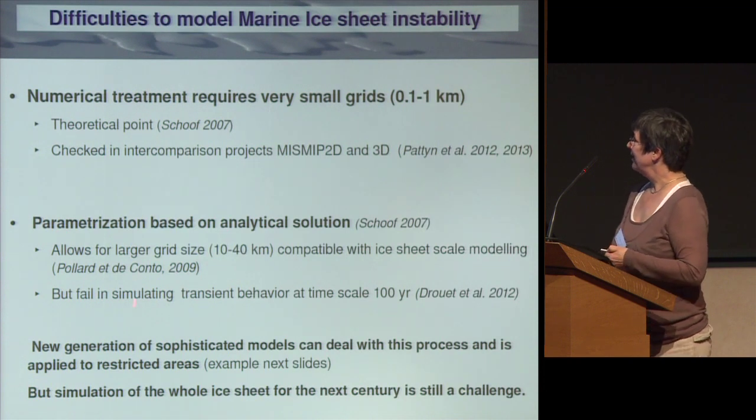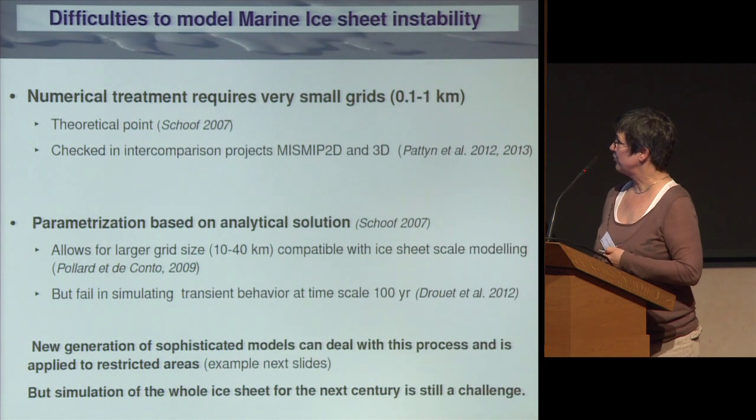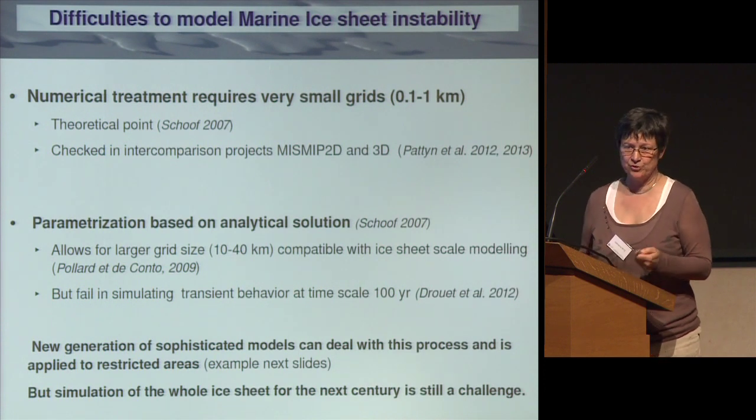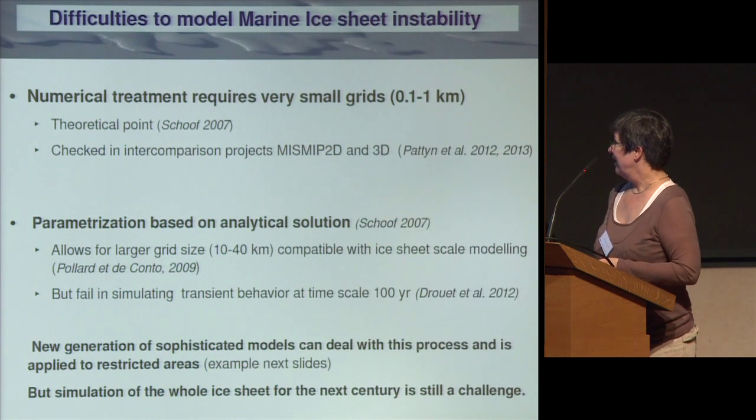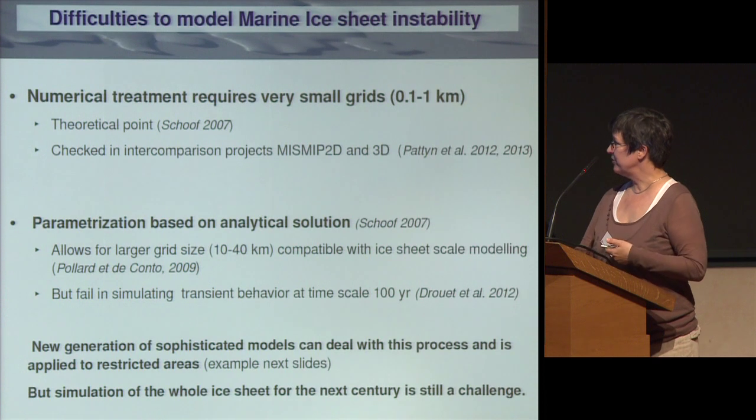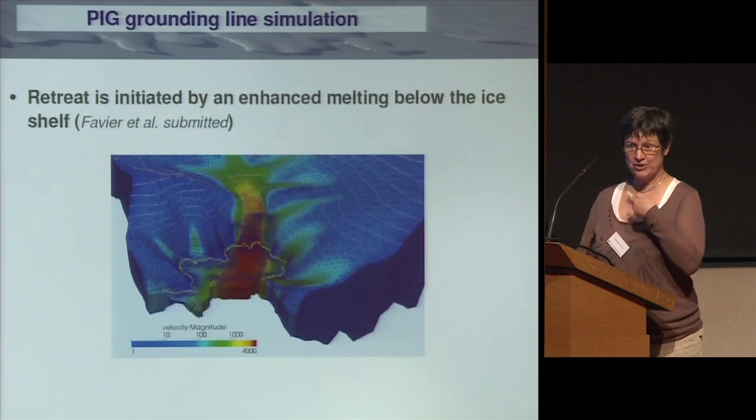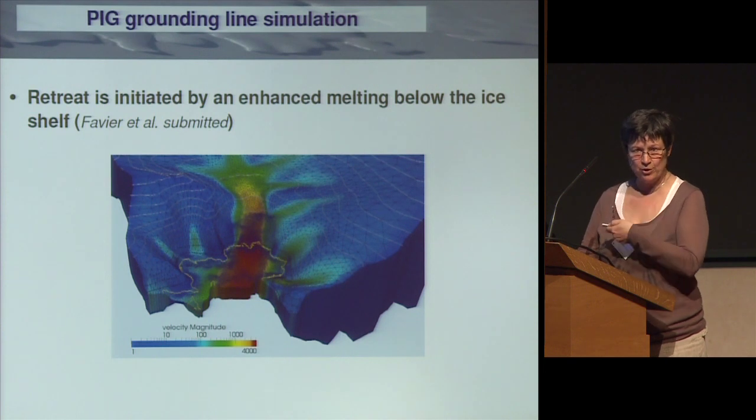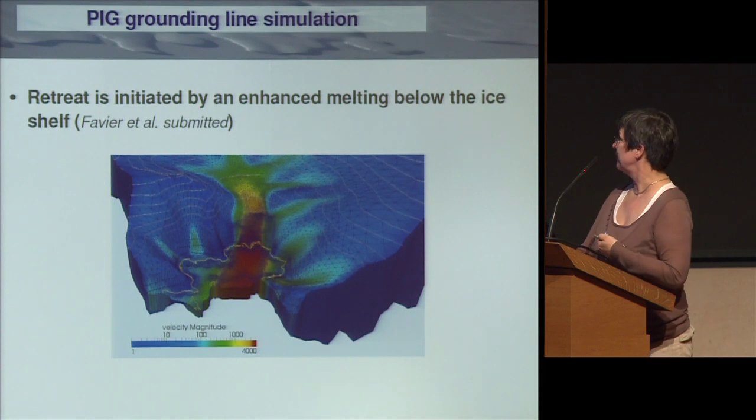Okay. There is also a parameterization that is based on an analytical solution, but this parameterization failed in simulating transient behavior at short time scales, so it cannot be used for the next century, for instance. So a new generation of sophisticated models can deal with this process, and I will show you an example. This is Pine Island Glacier, where we know the grounding line has retreated, and we have observation of that.